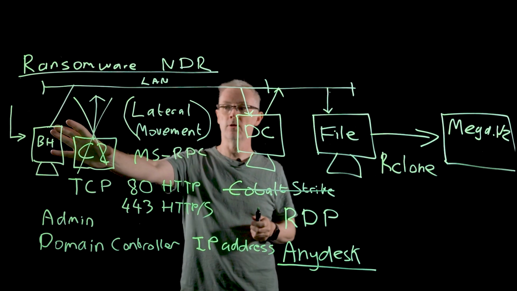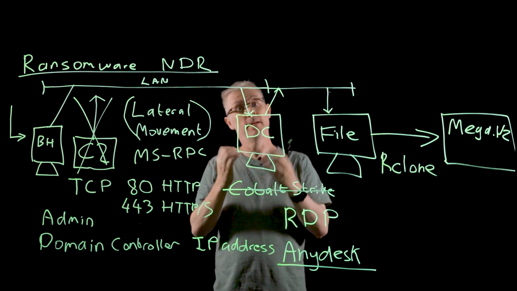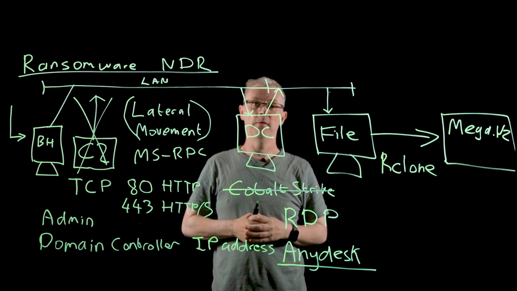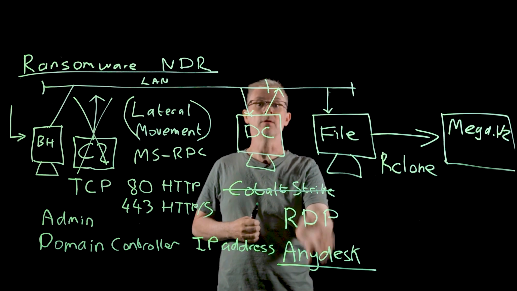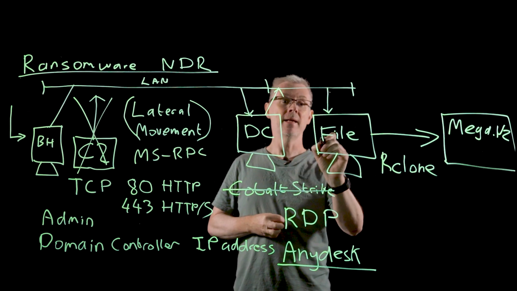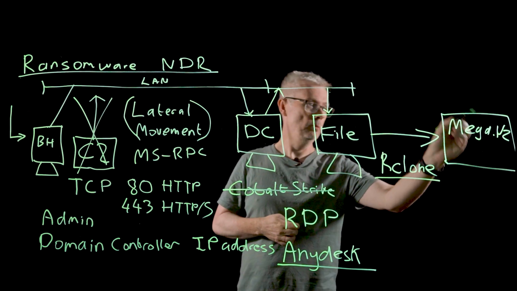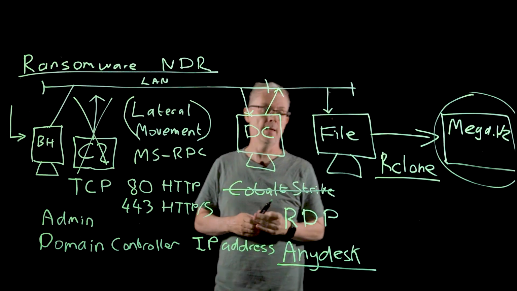So we had an opportunity to catch them with C2. We had an opportunity to catch them with initial lateral movement. We had another lateral movement opportunity when they moved from the domain controller to the file server. We had an opportunity to catch them when they downloaded AnyDesk and installed it on these machines. And now they are sending data out from the file server using the rclone protocol to mega.nz. Another opportunity to catch the threat actor.